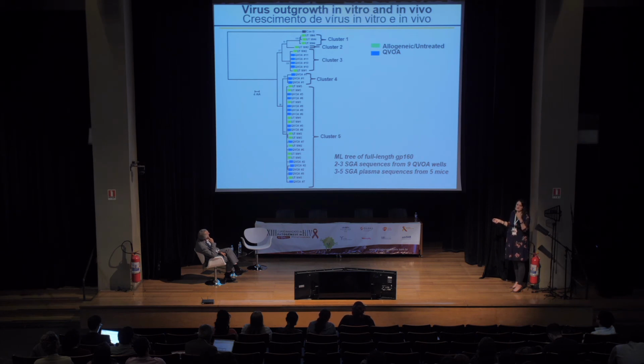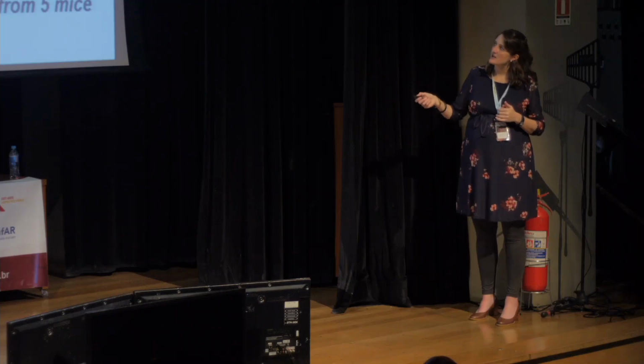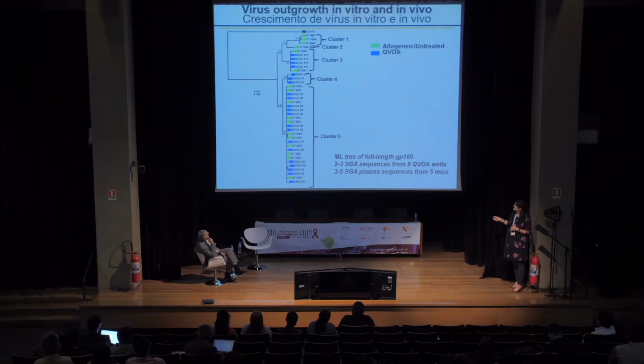However, then you can look a little bit closer, and you can see that there are 5 main clusters of viruses. Bootstraps are also shown, over 85%. You can see that there's this cluster 5, which is the dominant cluster, and it's the dominant sequence that we find in QVOA and in mice. So it seems like this person really has a lot of this particular virus.